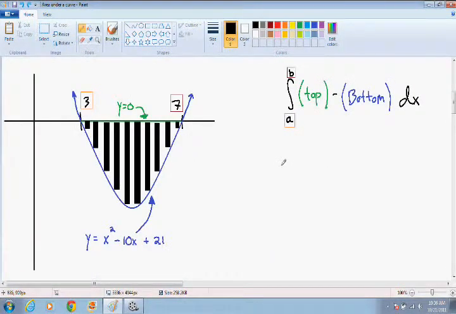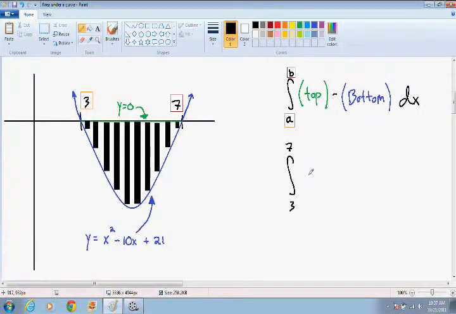Here we have the area in between the y-axis and the curve x squared minus 10x plus 21. This looks very similar to the last example, except this time the top curve is the y-axis and the bottom curve is the parabola x squared minus 10x plus 21. So let's plug all this information into our area formula. Our lower x value, where the curves intersect, is 3. Our high x value, where the curves intersect, is 7.